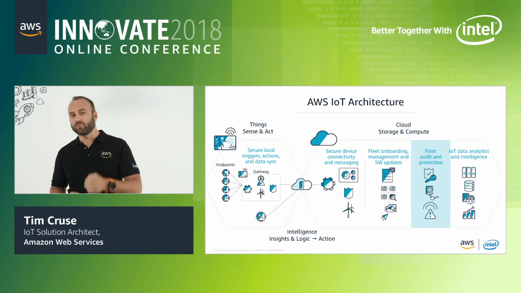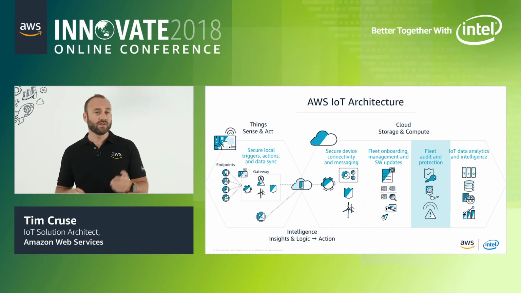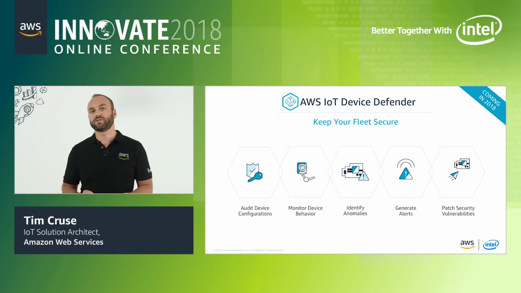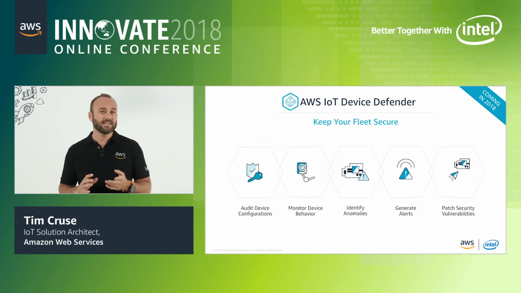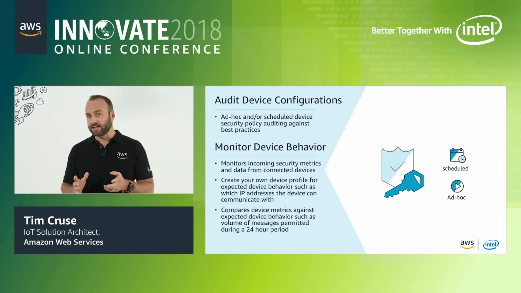This is why we announced at re:Invent last year the AWS IoT Device Defender, coming soon in 2018. The service will allow customers to maintain a solid security posture at a fleet level, from monitoring connectivity, certificates, identify anomalies, and get notified when improper behavior is detected. Thorough auditing against best practices of device security policies can be scheduled or run ad hoc.